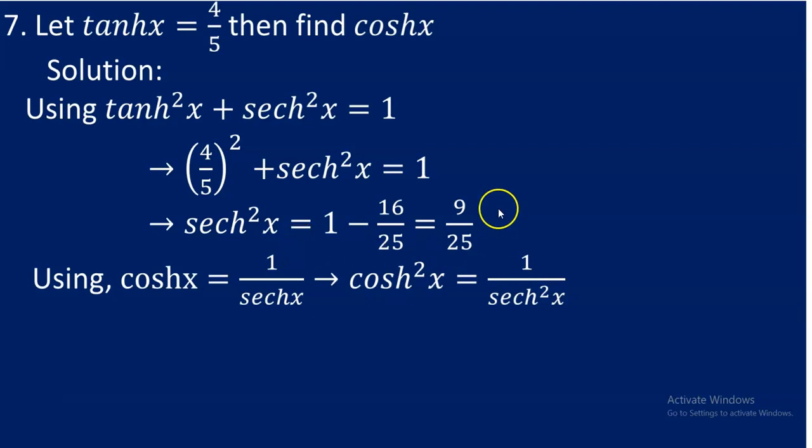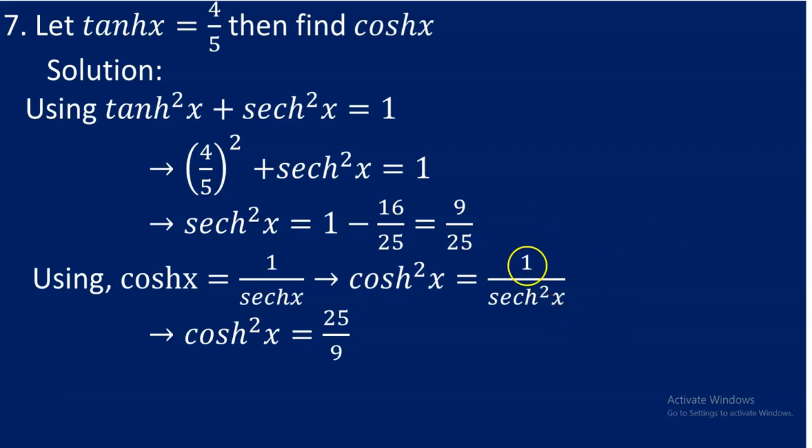So you can directly now put 9 over 25 in place of this one. You see, here in the denominator, sech squared x is written, so you can directly copy this and paste here. 9 over 25 is going to come. So what is 1 over 9 over 25? Take the reciprocal, which actually is 25 over 9. So from this, we can obtain that cosh squared x is going to be 25 over 9.